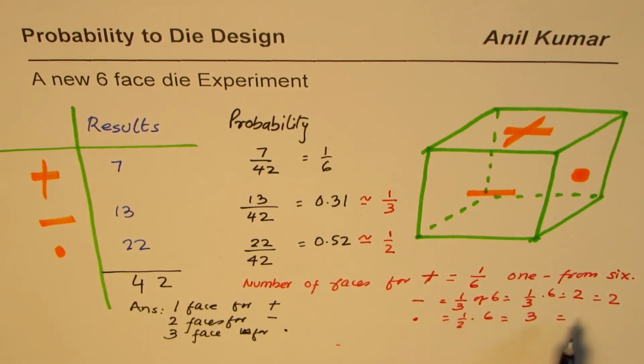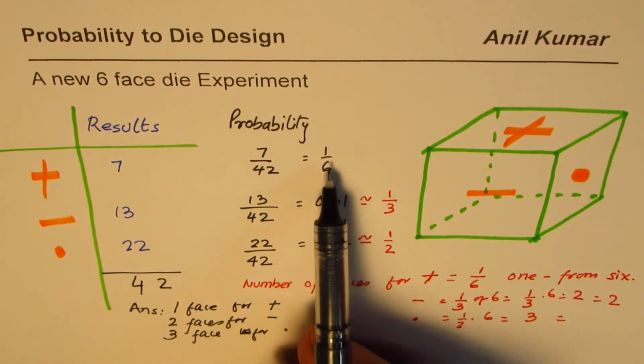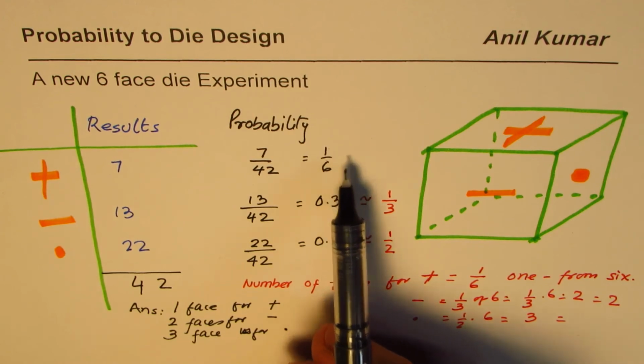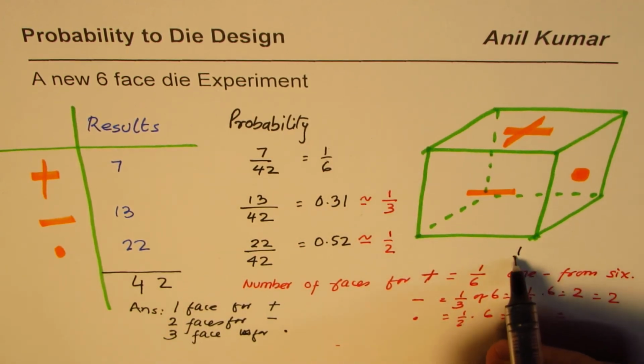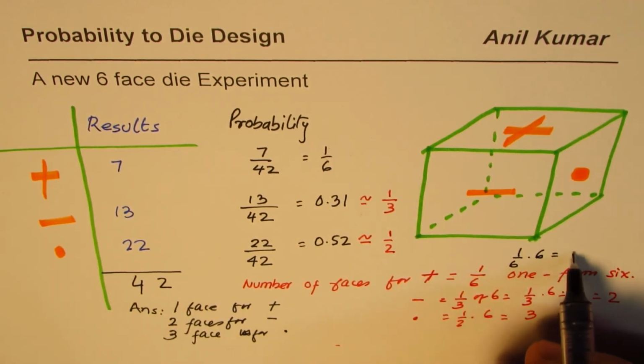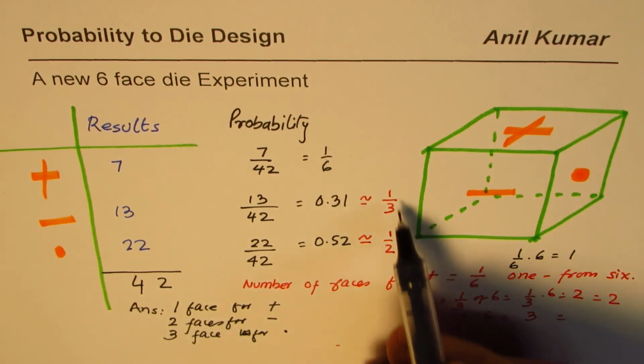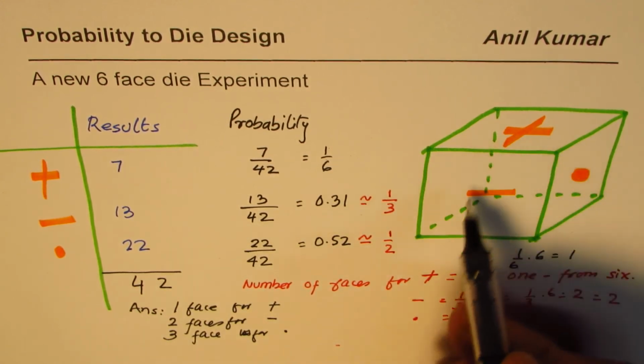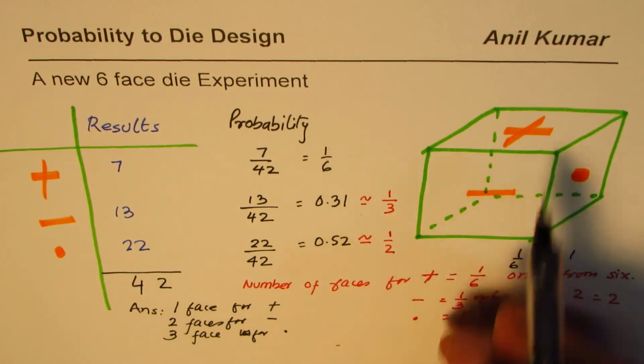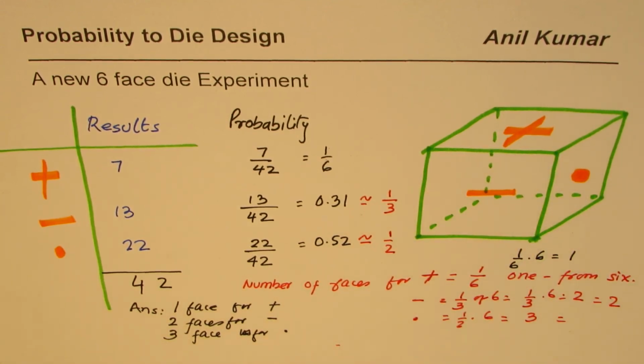How we got this result is when we multiplied this number by 6, right? When you multiply this, 1 over 6 times 6, you get one face. Do you see that? 1 over 3 times 6. Since there are 6 faces, it is 1/3 of 6. It is half of 6 to get the number of faces. I hope that helps to understand the concept that from the probability you can infer what the design of the die could be.